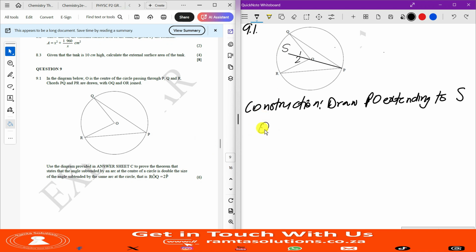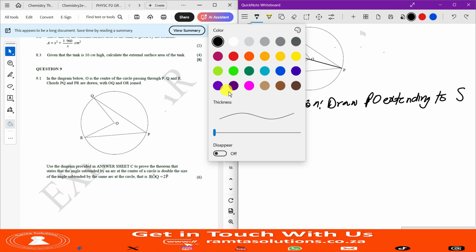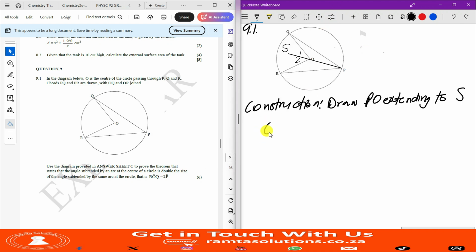In fact, let me say angle Q. Oh, I don't like the size. So I'm going to say angle Q. Okay. Thank you. So I'm going to say angle Q is equal to angle OPQ.